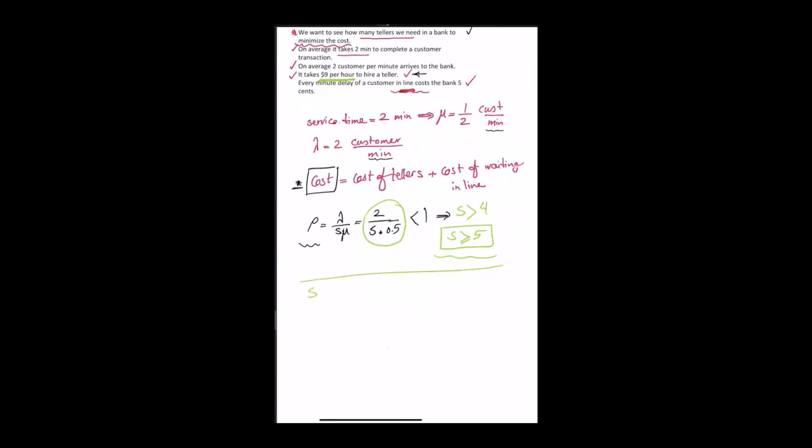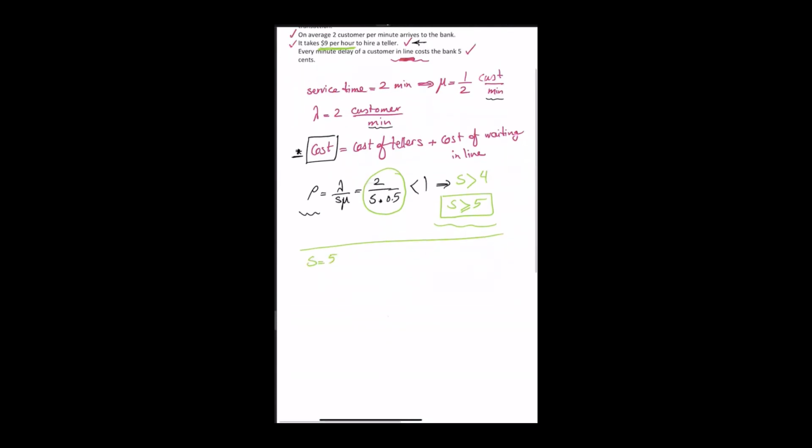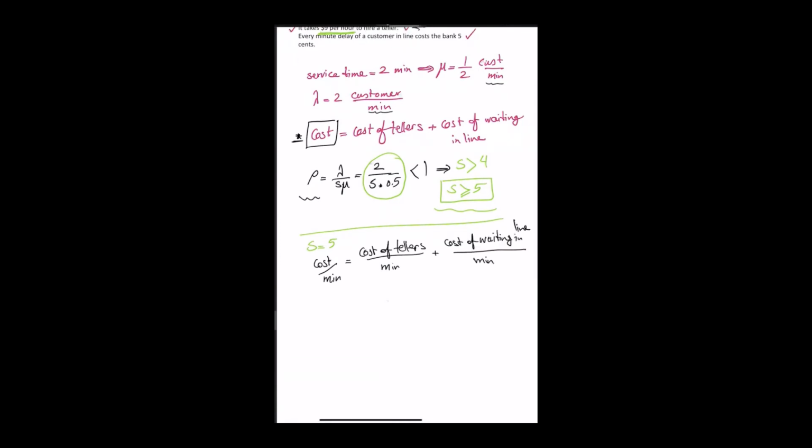The first scenario is when the number of servers in the system is 5. Then I want to look at the cost, and when we look at the cost, we have to look at the cost per unit of time. So I want to look at the cost per minute. That's going to be the cost of tellers per minute plus the cost of waiting in line per minute. For the cost of the tellers per minute, in this scenario we have 5 tellers. So there are 5 of them.